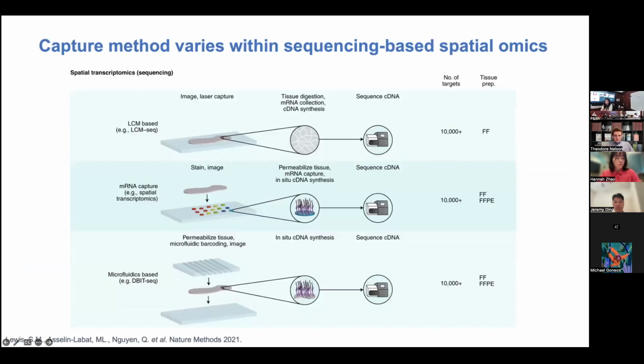The first one, which I'm probably going to talk about briefly, is LCM based. As I mentioned towards the beginning, it's a classical technology where you can use a laser to capture specific regions that you want to have ablated and collect them for sequencing. But what's more common now is more of an mRNA capture onto the slide.